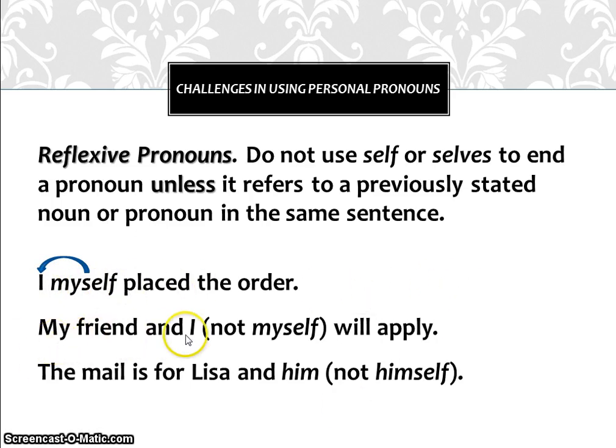In this one, my friend and I will apply. We would not say my friend and myself because it would not reflect back to me being mentioned earlier in the sentence. The mail is for Lisa and him. You would not use himself because there's nothing himself reflects back to in the sentence. So remember, these always have to reflect back to something that's previously mentioned before you can use self or selves. You'll hear this spoken incorrectly often, but we do not want to use it.